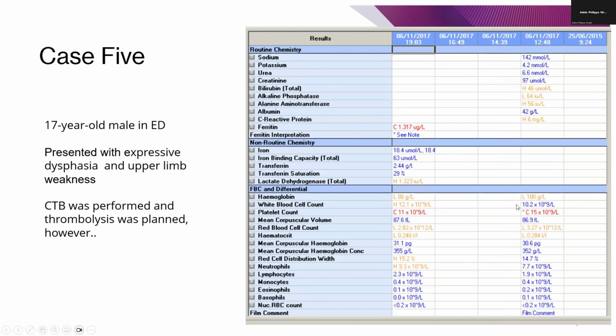So I think this is my final case. This is a 17-year-old male, not for resuscitation status not applicable, who presents with expressive dysphasia and upper limb weakness, so a left MCA syndrome. They were referred to stroke, and a CT brain was performed. The stroke registrar was about to perform thrombolysis. However, these blood results came through. Does anyone want to comment on those blood results and why the stroke registrar no longer wants to thrombolyse?